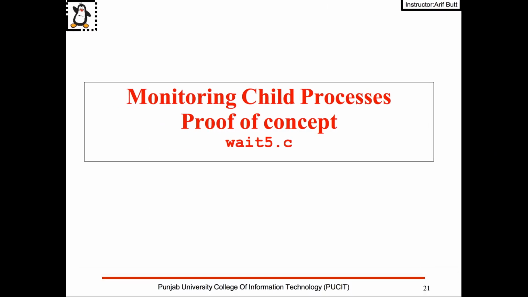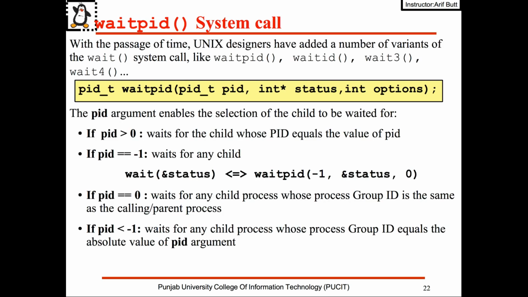Well, dear friends, you can write other sample codes as well to find out the other limitations of the wait system call, but let me move ahead and talk about the waitpid system call. Well, with the passage of time, Unix designers have added a number of variants of the wait system call, like waitpid, waitid, wait3, and wait4. Well, this is a waitpid call. Do read the man page and let me describe it over here.